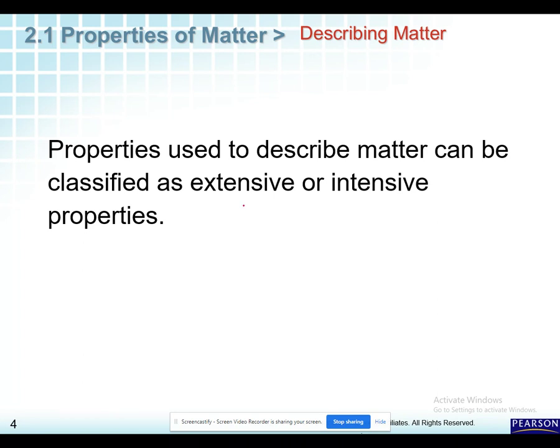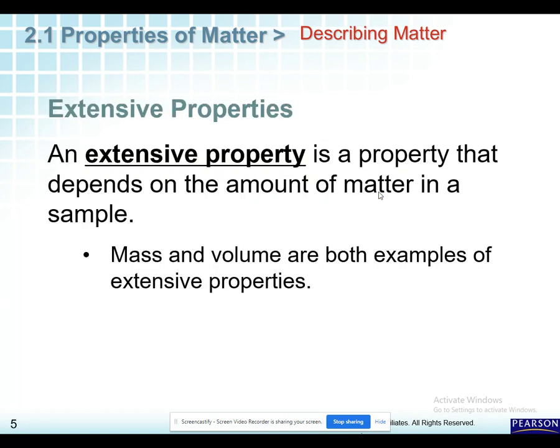So properties can be classified in different ways. The first way we're going to learn is how to classify them as extensive or intensive. And we're going to talk about those just a tad bit more. So hopefully you can use these examples. One thing I do before we get into it is to illustrate that extensive is always going to depend on the amount, and that's going to be the definition, while intensive is going to depend on the type of matter you have.